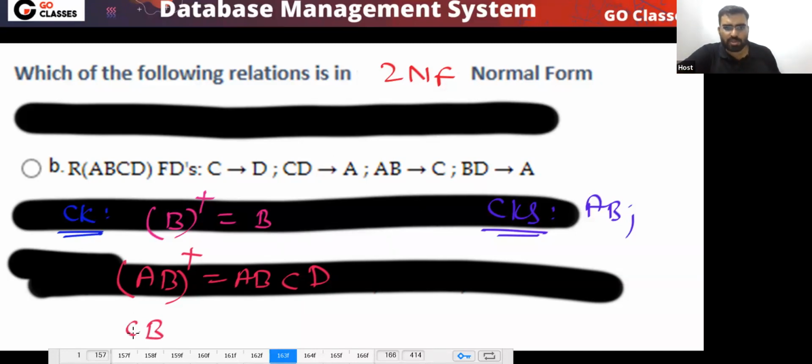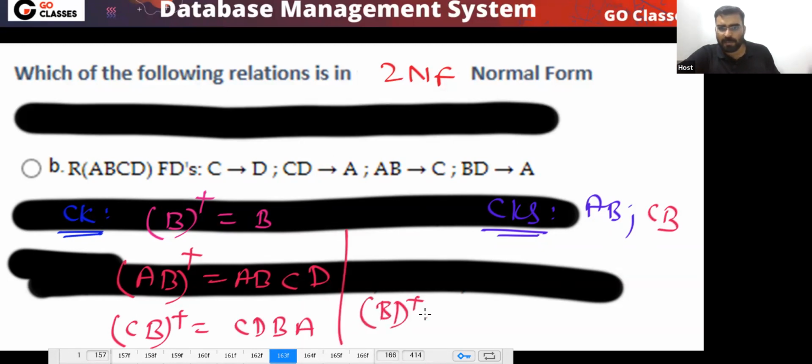With B, I can also take C, because it will give me CDB, and CD can determine A. So I can also take CB. What about DB? DB is also there, right? So that is also ABCD.